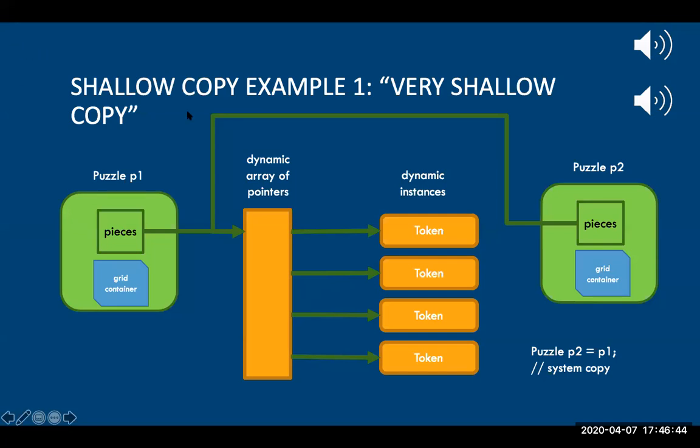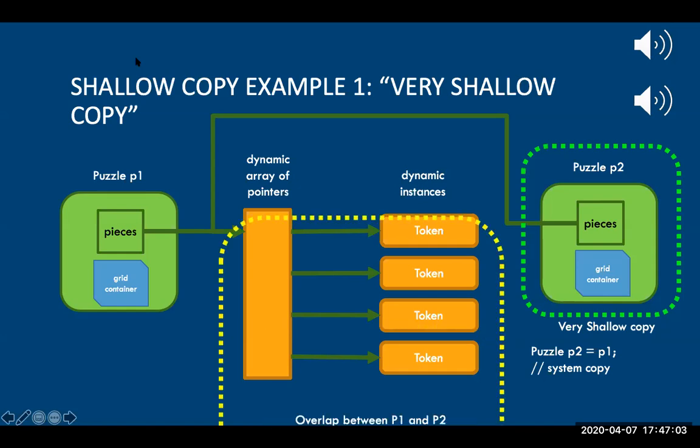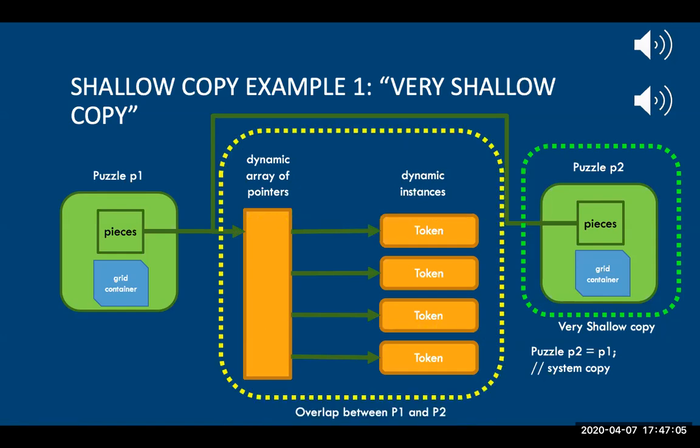So that copy could be okay if it's okay to have all this dynamic memory here in orange shared by the two puzzles. But very often when you make a copy of something, you think you've made a complete copy. And so this is not a complete copy. This is a shallow copy. So let's take a look at the next level up on that, right?